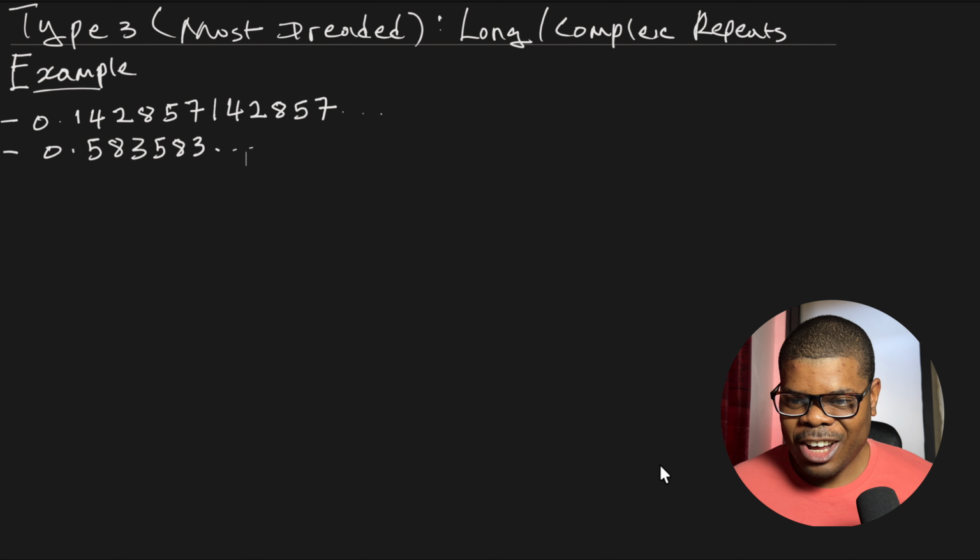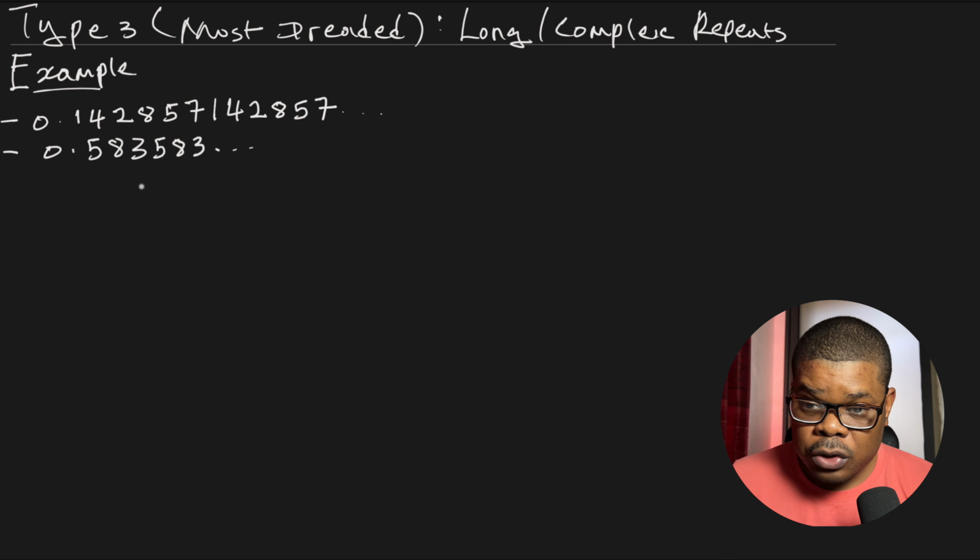All right, and now as promised, the type of recurring decimal that students dread the most, and that is the long or the complex repeats. So if you look at these 2 examples here, you will notice that the repetition is long. Sometimes it looks like you can't predict it, but if you're patient enough, you will see that actually there's a repetitive pattern.